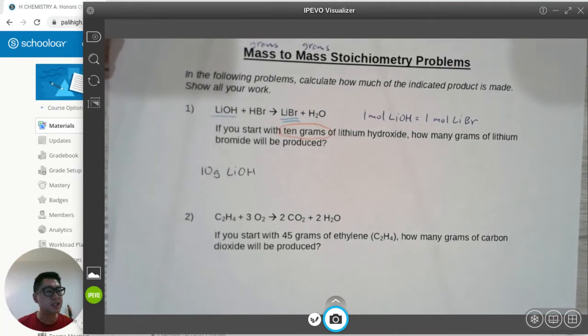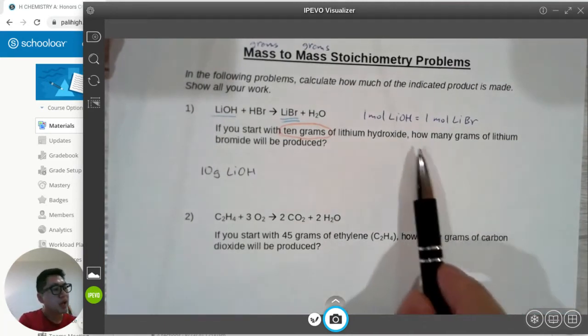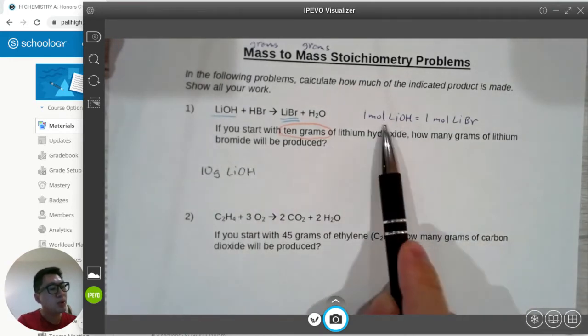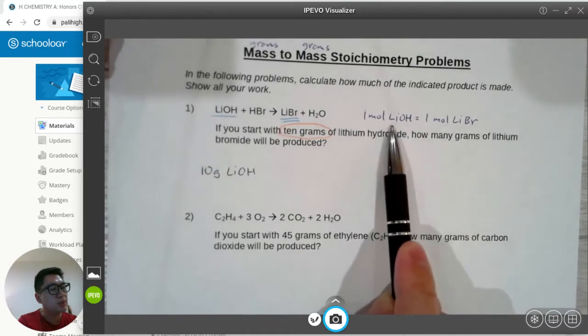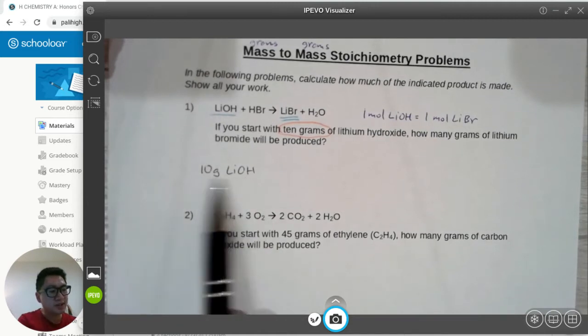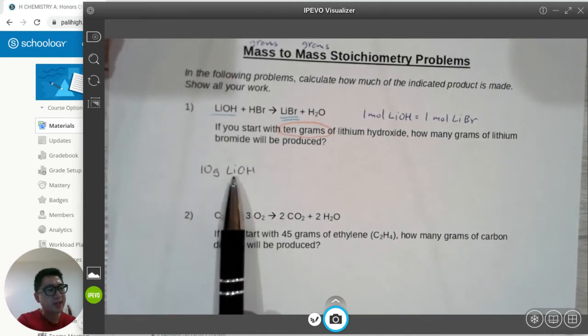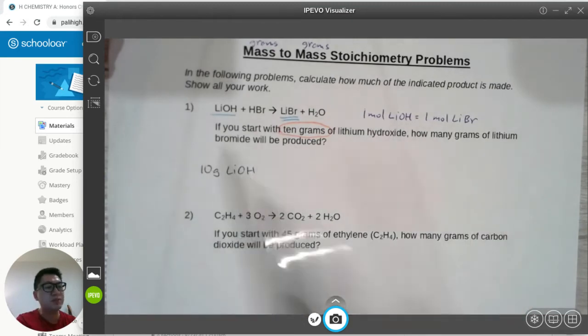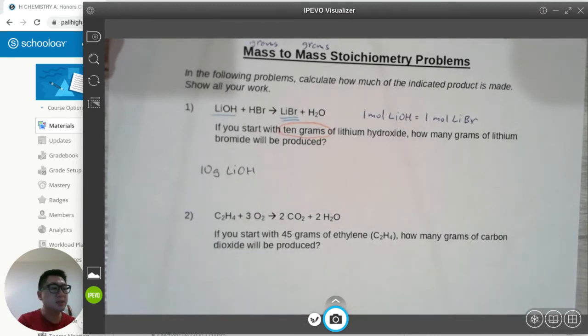I want to change that into how many grams of lithium bromide will be produced. All I know are moles to moles. 1 mole lithium hydroxide is 1 mole lithium bromide. If the question asks, if this was 10 moles of lithium hydroxide, how many moles of lithium bromide would be produced, since it's 1 to 1, it would be 10 moles. That'd be easy. But these are grams. So the first step I have to do is change my grams to moles.